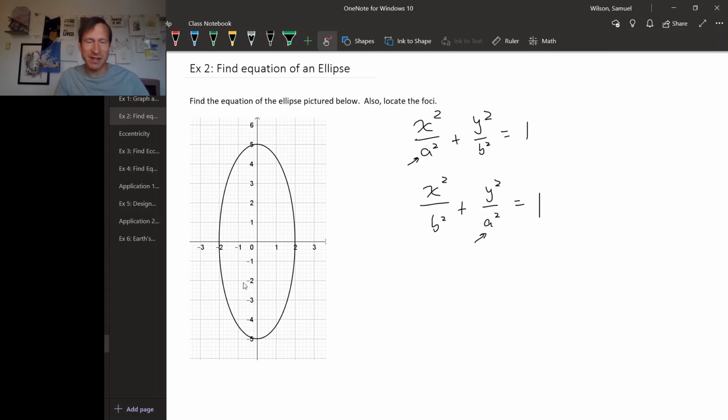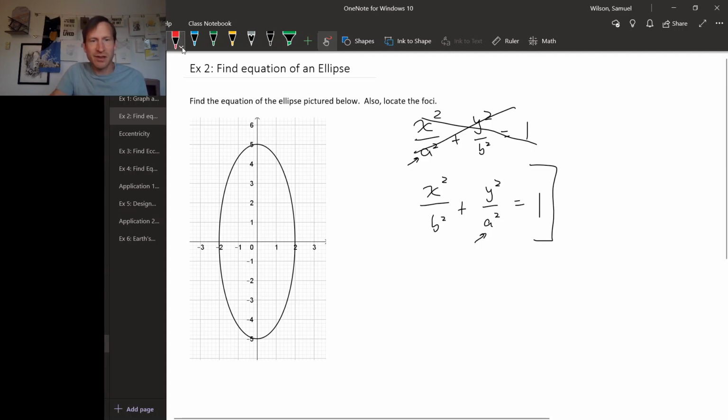And in this ellipse, right, the major axis is just the longer one. And in this ellipse, that's clearly up and down. So our major axis is going in the y direction. And so we're going to use this second version of the equation for the ellipse, not this first one. This first one is when your major axis is horizontal. Okay, so now that we have the right version of the equation of an ellipse, we can read some information directly off of the graph here.